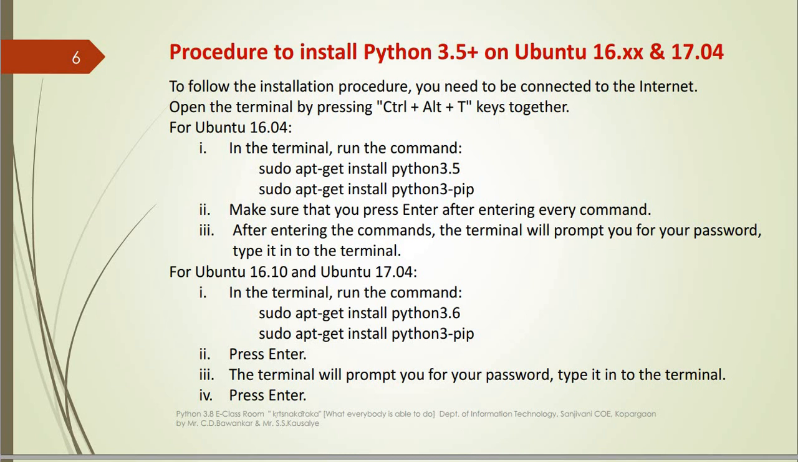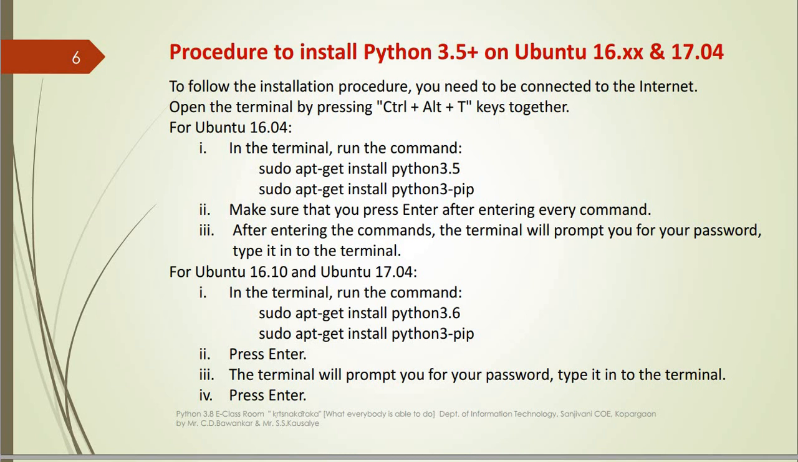The procedure to install Python 3.5 plus on your Ubuntu 16.xx and 17.04. For the installation process, you must have an internet connection on your machine. Open the terminal by pressing Ctrl+Alt+T together. For example, if you have Ubuntu 16.04, then in the terminal run the command sudo apt-get install python3.5. Press enter.